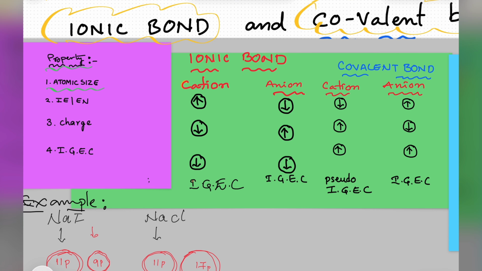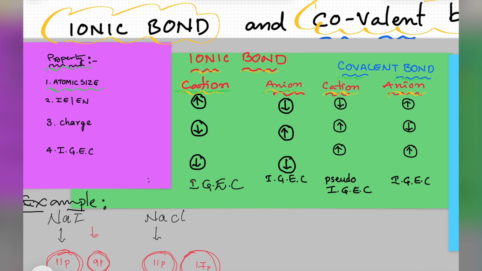Let's see what these are. For atomic size, for example, I took cation and anion for ionic bond. Similarly, for covalent bond, I selected here cation and anion. For both ionic bond and covalent bond, we are discussing cation and anion. Clear, students? Now see what the factor of atomic size is for ionic bond. The tabular form is shown here.